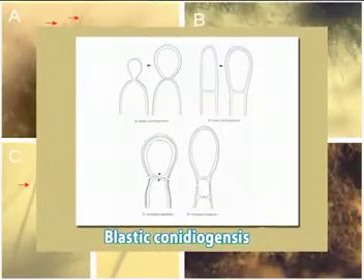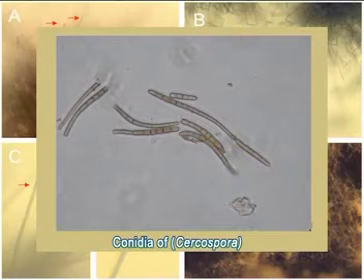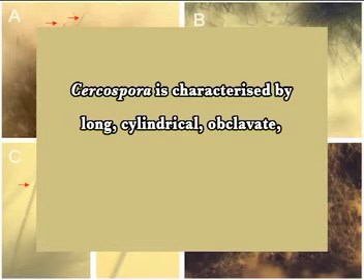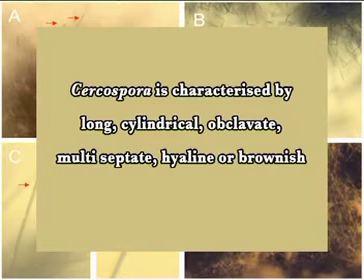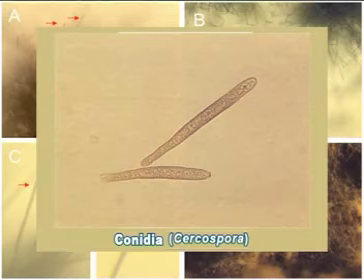In cercosporoid fungi, conidiogenesis is blastic, determinate, and shows sympodial proliferation. Conidia may be single or they may be held in chains. Cercospora is characterized by long, cylindrical, obclavate, multiseptate, hyaline, or brownish conidia. They are ash gray to light brown in color. Conidia have a constant length-breadth ratio of 1:10 to 1:150.